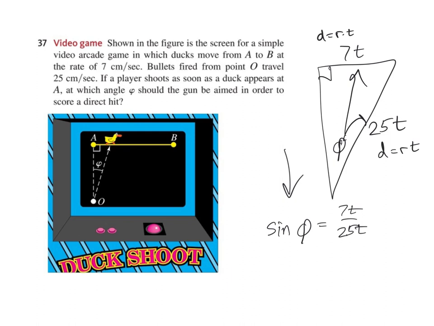So the opposite leg is the rate times the time, 7 centimeters per second times T. Now, I don't know how much time has passed, but that's T. The same amount of time passes from when it opens and when you shoot. And then the hypotenuse is 25 centimeters per second times T. So if we put the opposite leg over the hypotenuse, the T's reduce out, and now we can solve for phi, which is the arcsine of 7/25. So we figure that out, 7 divided by 25, and we take the arcsine of that, and that gives us 16.3 degrees. Doesn't take long, but that's what the degree is before you shoot it.